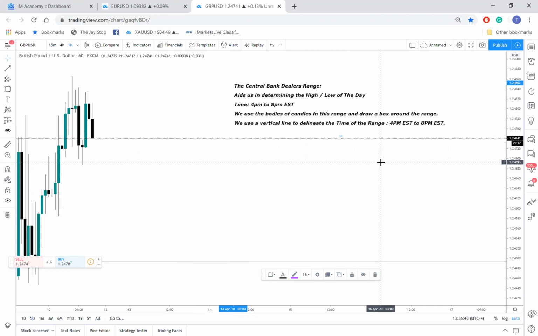Now, the central bank dealers range works on deviations, right? The measurement of the price range in pips can be replicated in terms of deviations. So that could be anywhere from 1 to 4 standard deviations. One standard deviation above and below would be the same range added to the high of the central bank dealers range, and one standard deviation is the same range that makes up this total central bank dealers range in terms of pips.